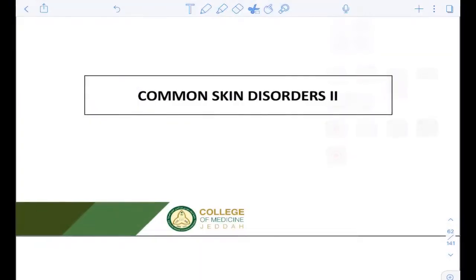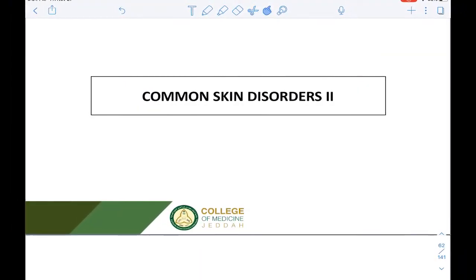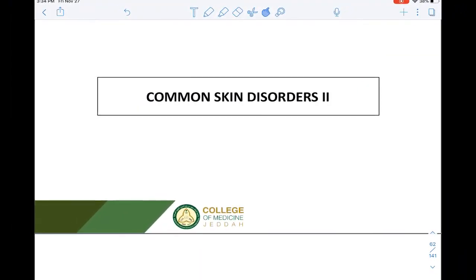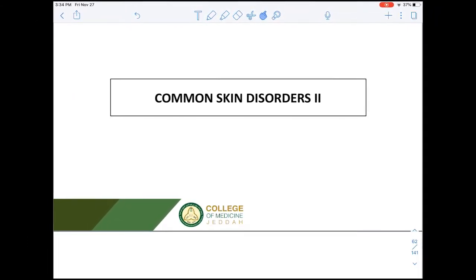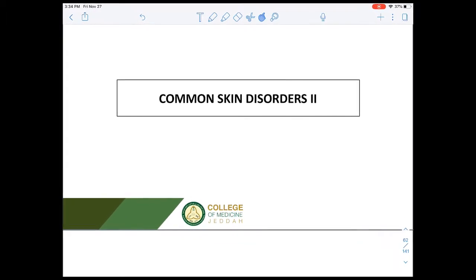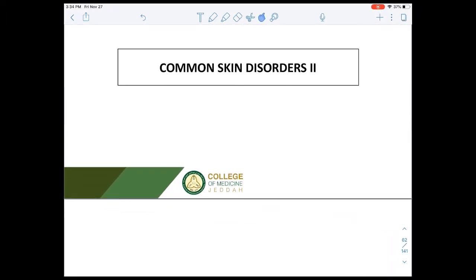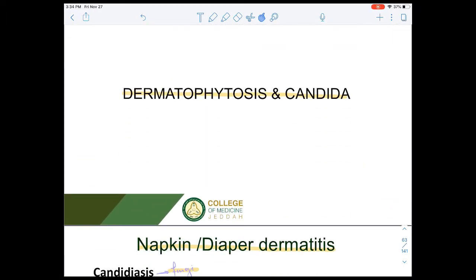طيب السلام عليكم. بما أننا we reached the second part of the skin lectures إن شاء الله هذا part will be very easy. It's also self-explanatory and if you can read this part by yourself you can also understand it. So the first part is the dermatophytosis and the candida infections.